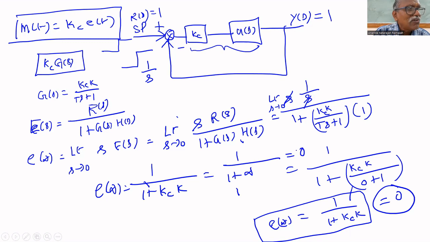Proportional controller always gives steady state error. This is mathematics. Mathematics says there will always be a steady state error because Kc never becomes infinity. The steady state error is 1 by 1 plus KcK. Always steady state error is there. How to understand why a proportional controller gives steady state error?